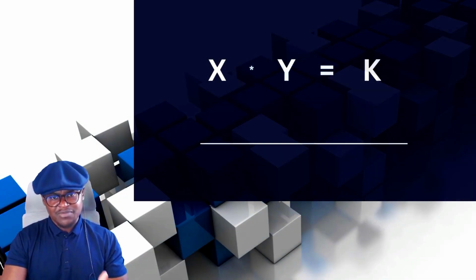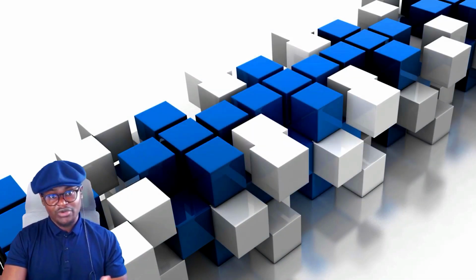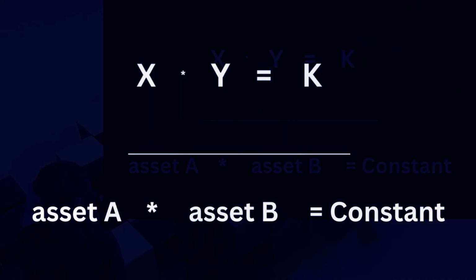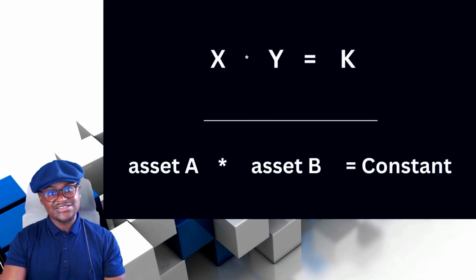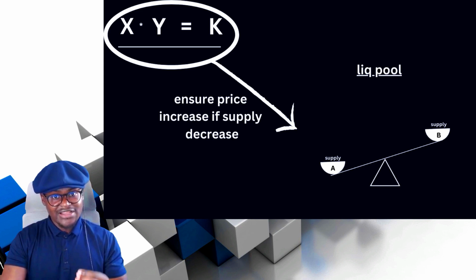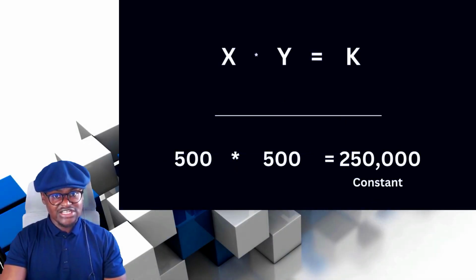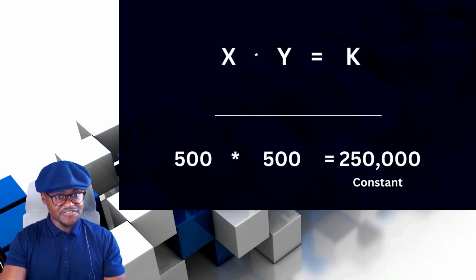So we'd have $1,000 for asset A and $1,000 for asset B, each token costing $2. According to the constant product automated market maker formula, we have to multiply the quantity of asset A and B to get the constant. This constant, which is K, is the reference point to ensure an increase or decrease in price if the supply of A or B is reduced or increased. So we'd have 500 multiplied by 500 equals 250,000. So the constant in this pool is 250,000. So 500 for A and 500 for asset B, and the constant being 250,000.